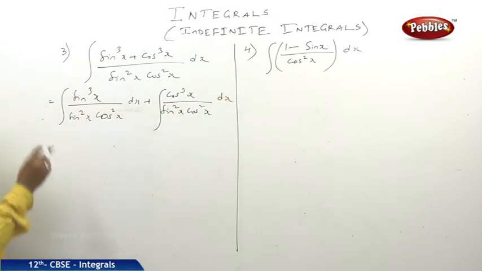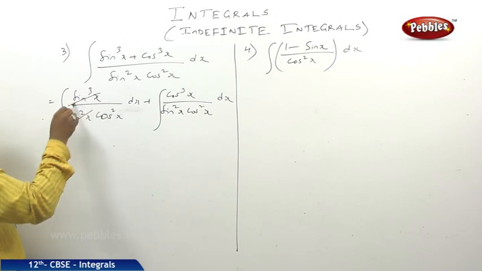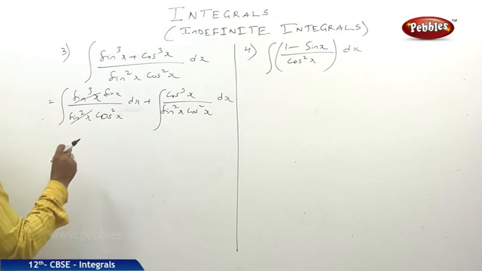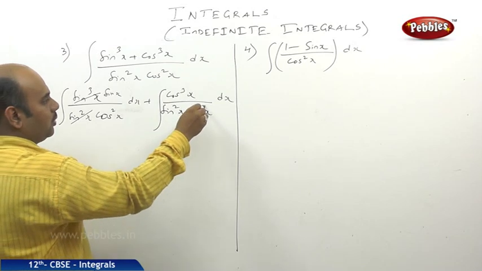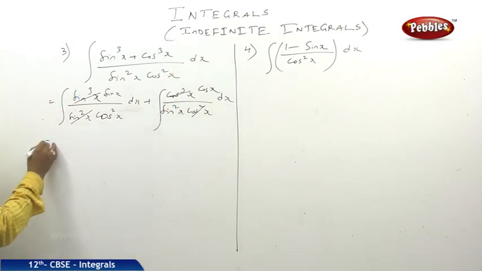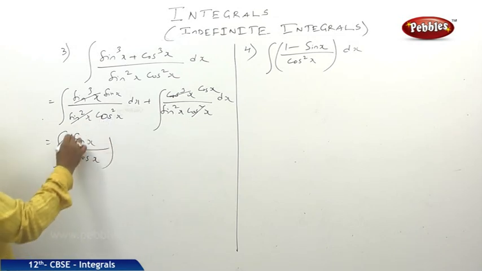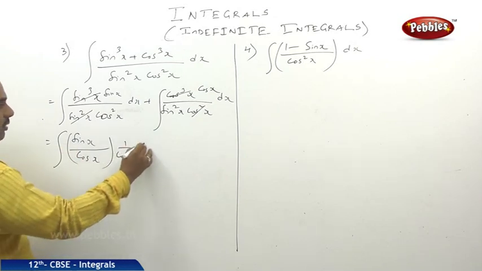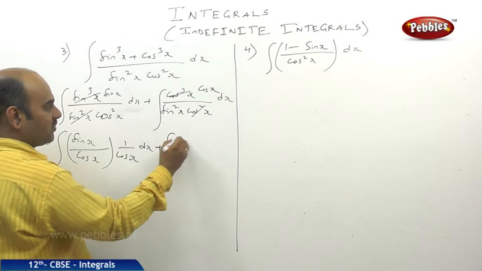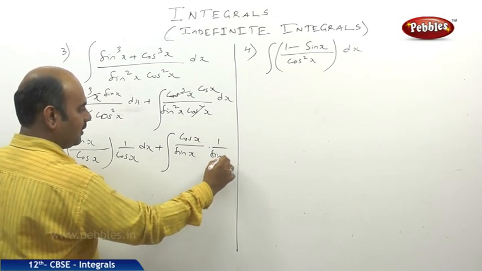Now if you observe carefully, here sin cube x is there and here sin square x is there. I can cancel one sin square x, and finally there remains sin x. Now again if you observe carefully, here also one cos square x and here cos square x gets cancelled, there remains cos x. So finally there remains integral of sin x by cos square x, which can be written as sin x by cos x, and another cos x I will be writing as 1 by cos x dx. I think it is clear, because cos x into cos x is cos square x. Similarly here also cos x divided by sin x, and here again 1 by sin x dx.